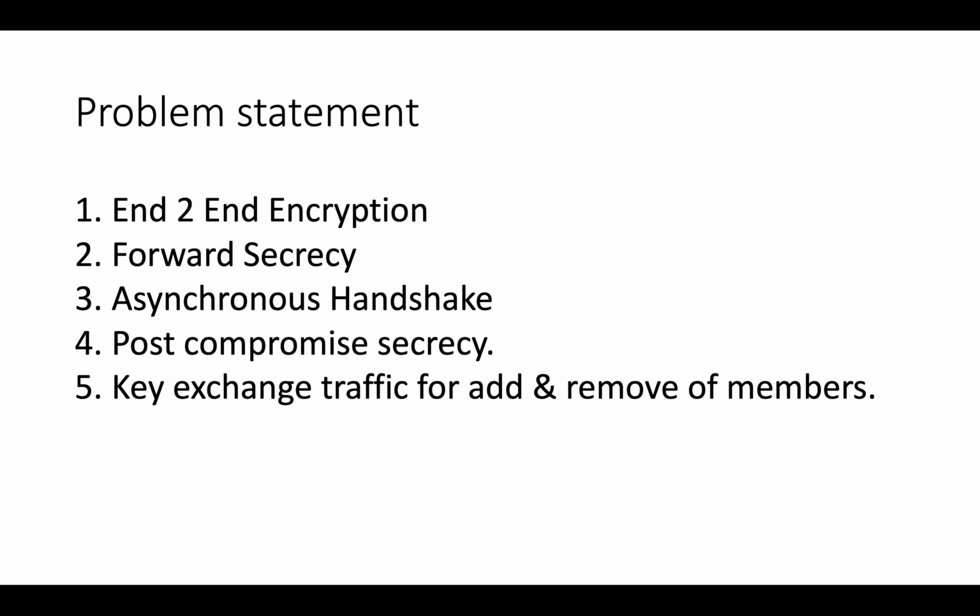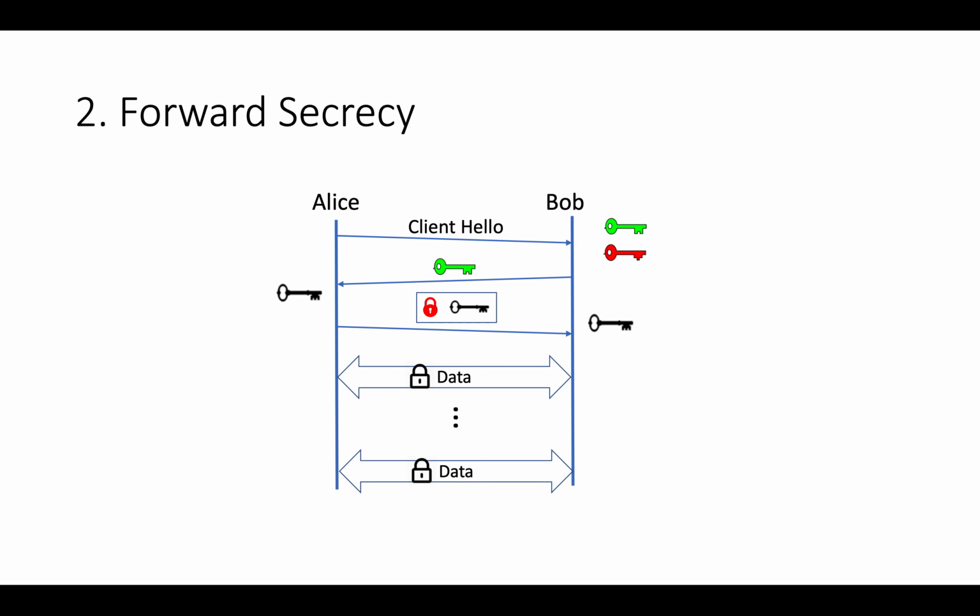Again, I am repeating, understanding the problem statement is the most important thing to understand MLS. If you understand the problem statement properly, then the solution will be very easy for you. Let's solve them one by one. We have seen that by taking the server as a relay, we can achieve end-to-end encryption. So let's take forward secrecy.